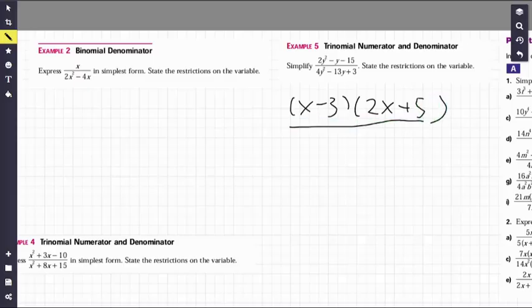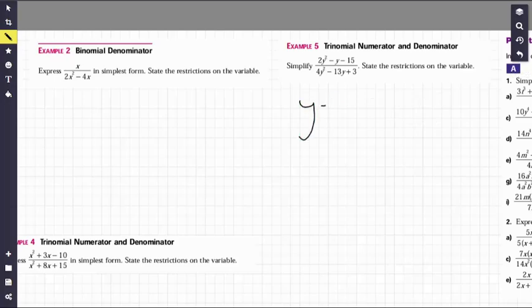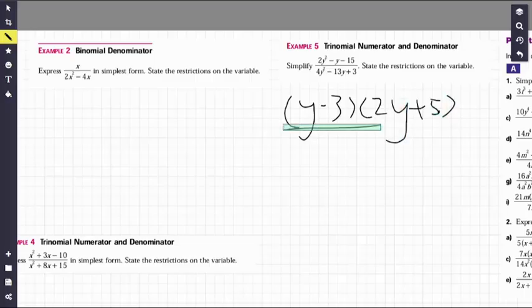Factoring should really be one of the core things that you will always have to learn. If you don't know how to do this, not so good. Oh, sorry, it was y. Y minus 3, 2y plus 5. This is literally one of the core steps you have to know. If you don't, not good.